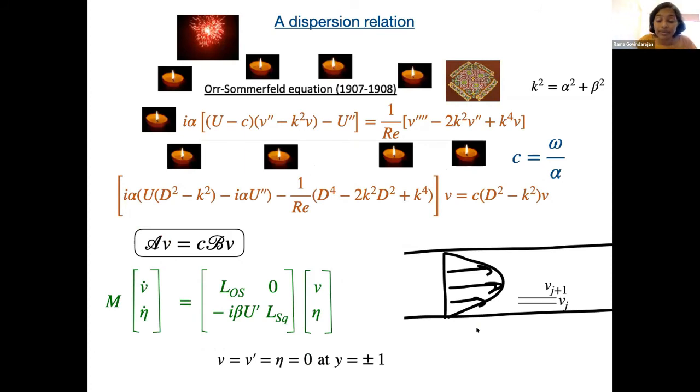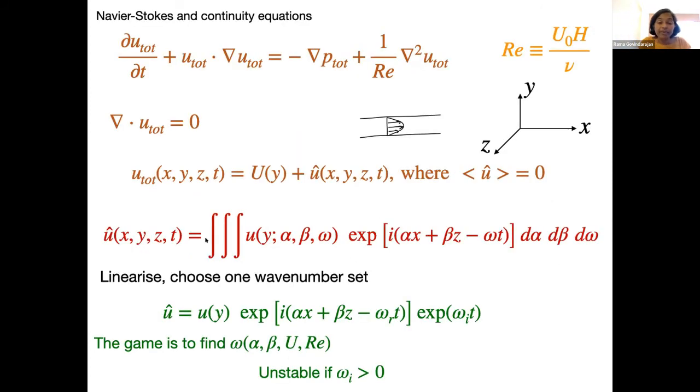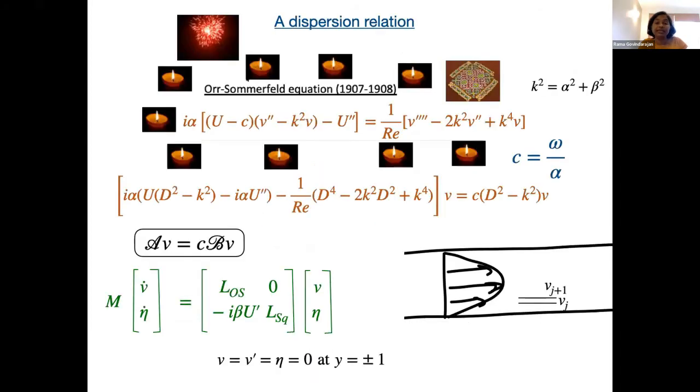When you do this exercise and plug it back into the Navier-Stokes equation and get the linear stability equation, you get the dispersion relation. Basically, finding omega in terms of alpha and beta is the dispersion relation. And this is a very famous equation called the Orr-Sommerfeld equation. It was derived by Orr and Sommerfeld in 1907 and 1908. Sommerfeld had something to do with Heisenberg. I leave that as homework for you all.